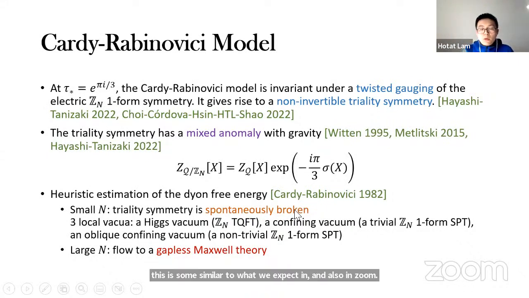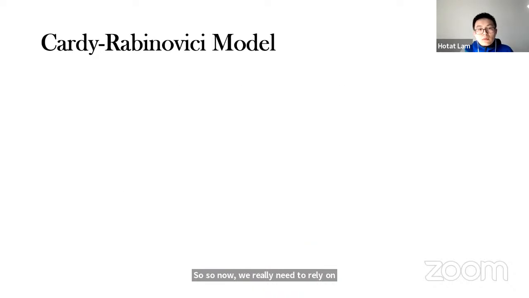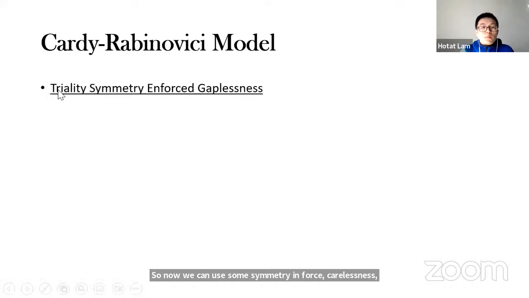So one thing that's novel about this is that now, since we turn on theta angles, there are potentially sign problems. So a typical Monte Carlo simulation doesn't go through. And so now we really need to rely on some analytic results. So now we can use some symmetry-enforced gaplessness arguments to say something rigorous. So now I'm going to talk about triality symmetry enforced gaplessness.